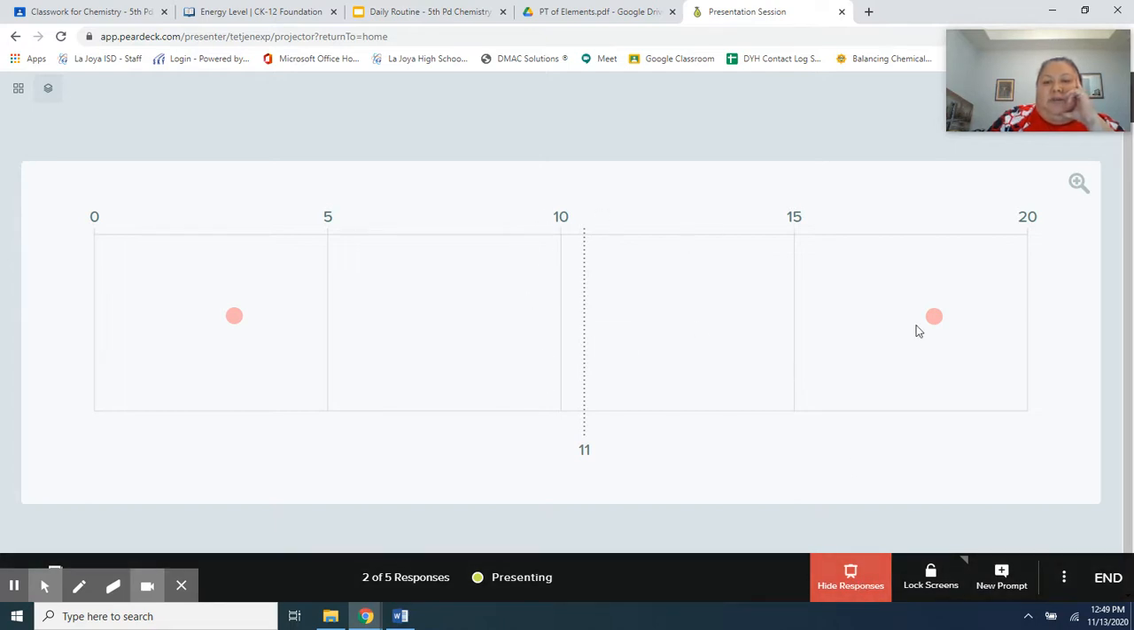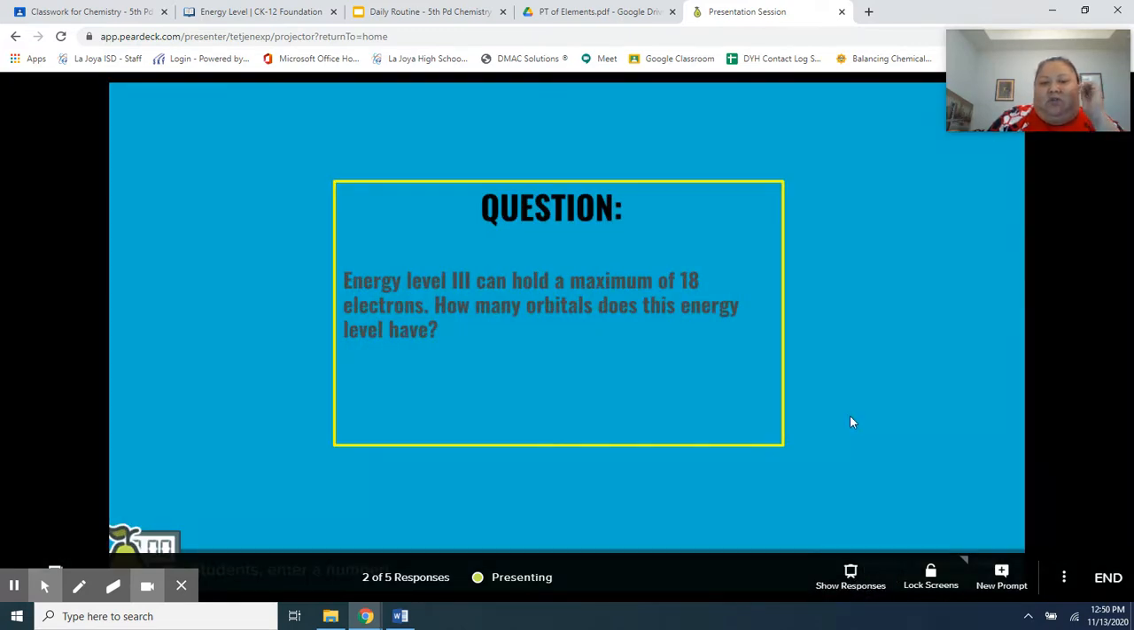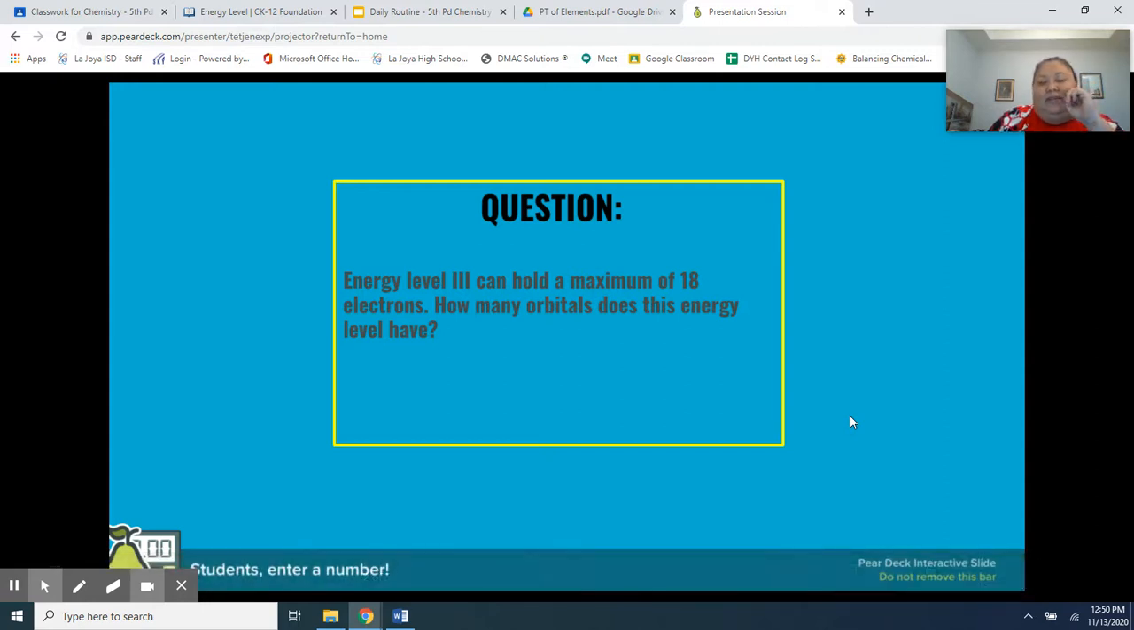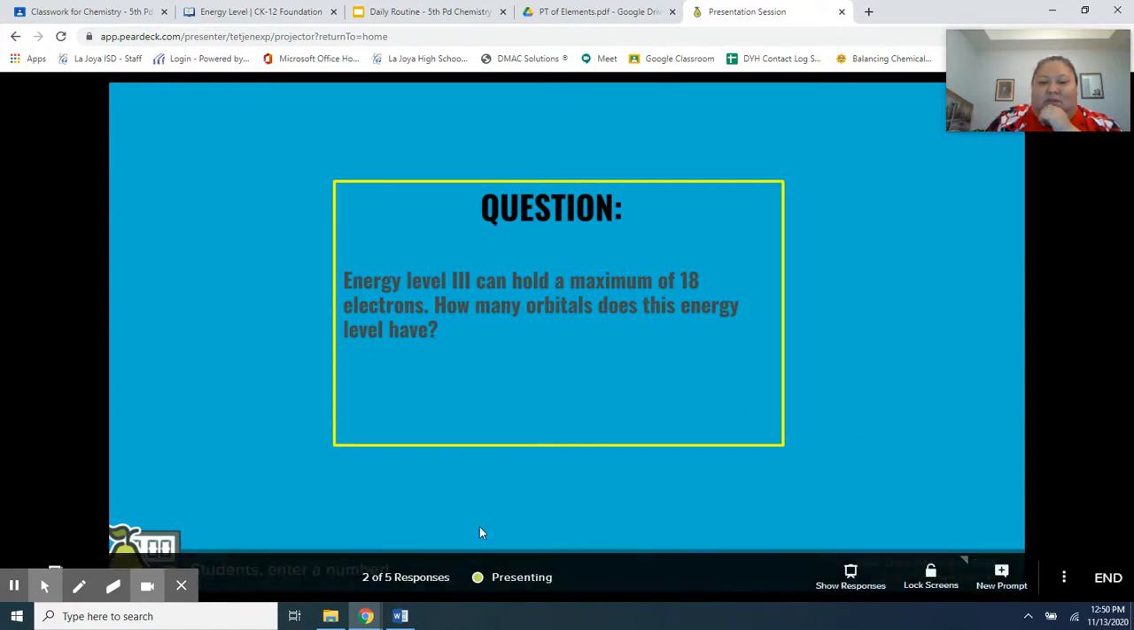How many orbitals does this energy level hold? Anybody? 18 divided by 2, guys. What's the answer? Yoslin, do you know?